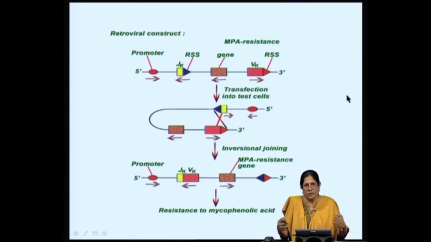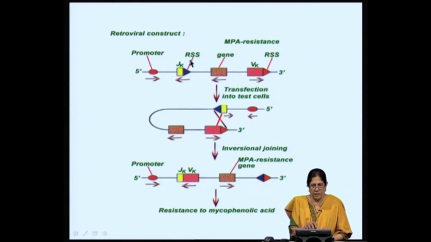Now, we know all this, it is textbook knowledge nowadays, but how did people arrive at the presence of RSS and that recognition signal sequences are recognized by RAG1 and 2 and then joining takes place. Now, I would like to tell you about this very elegant experiment that was carried out about 20 years ago.